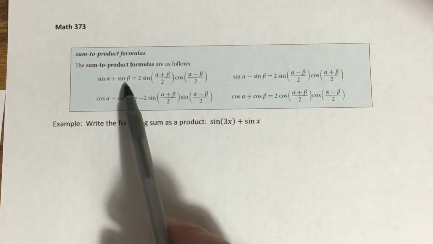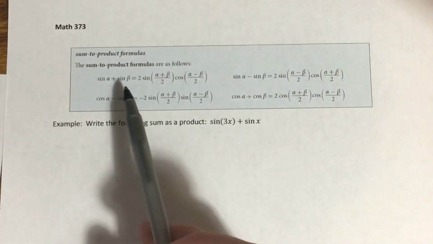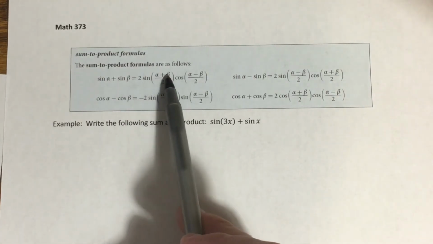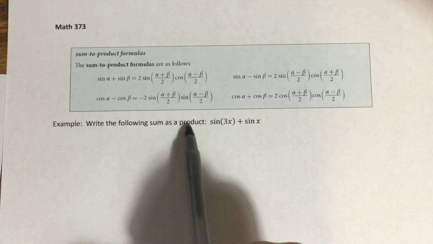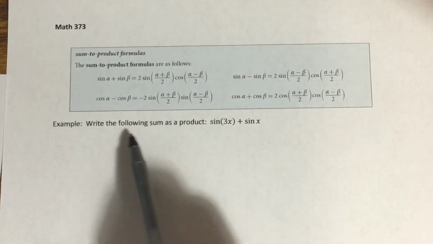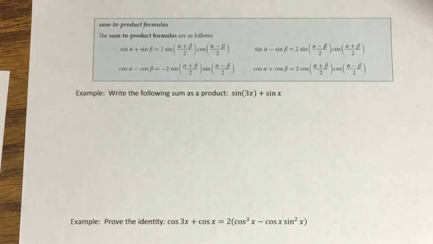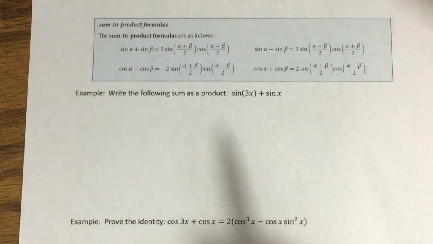Sine of alpha plus sine of beta. Again, it originally said u and v, but I can call them anything that I want. Sine of alpha plus sine of beta equals 2 times sine of alpha plus beta over 2 times cosine of alpha minus beta over 2. Okay, let's use these in a couple of examples, and then we're actually done with 9.4. It's a very short section.